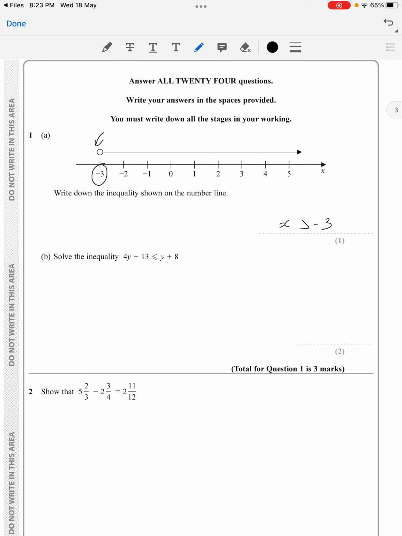Solve the inequality. In order to solve this inequality, it's just basic algebra. So you just do 3y less than or equal to 8 plus 13, which is 21, so y is less than or equal to 21 divided by 3, which is 7. So y is less than or equal to 7. We're going to try to complete this past paper as fast as possible.